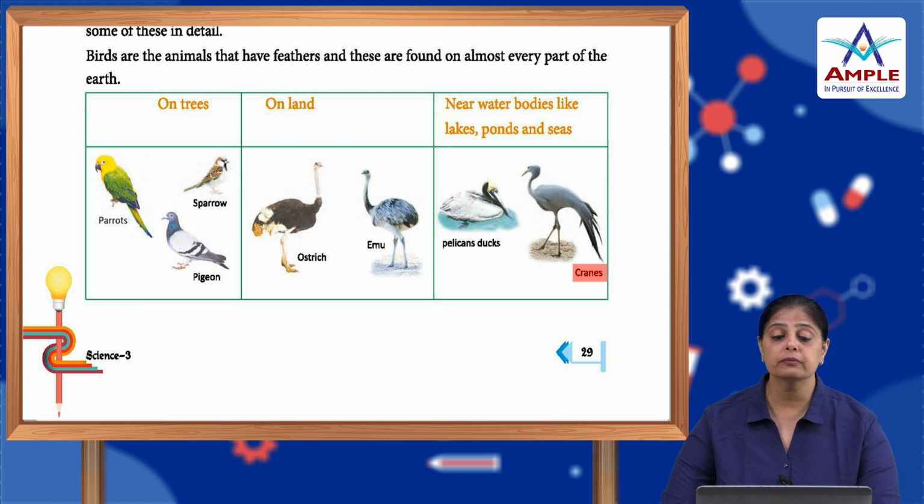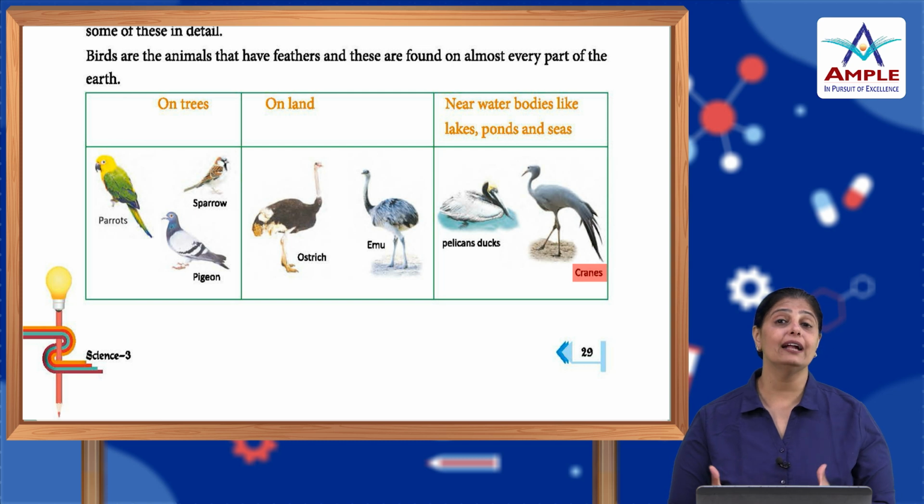Alright. Now children, you must have observed that these birds which are on land, ostrich and emu, are heavy birds. They have the characteristics of birds, so the only difference is that they are heavy, and that is the reason why they cannot fly.